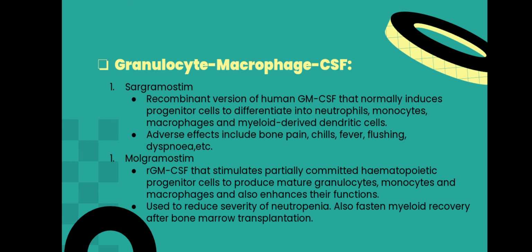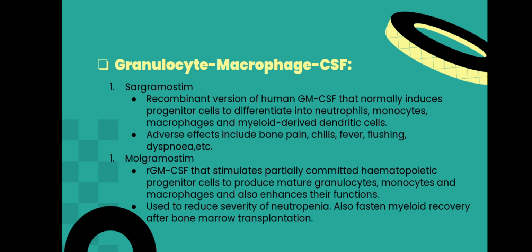Now, granulocyte macrophage CSF. Again, it has two examples. Sargramostim. This is a recombinant version of human GM-CSF, that is granulocyte macrophage CSF, that normally induces progenitor cells to differentiate into neutrophils, monocytes, macrophages, and myeloid-derived dendritic cells. Adverse effects of this include bone pain, chills, fever, flushing, dyspnea, etc.